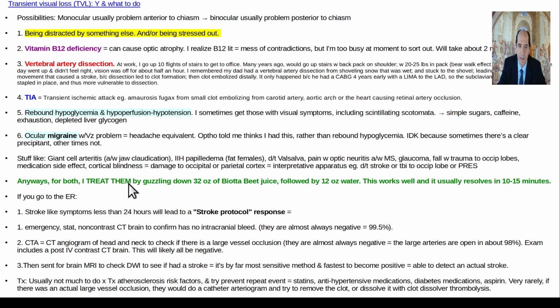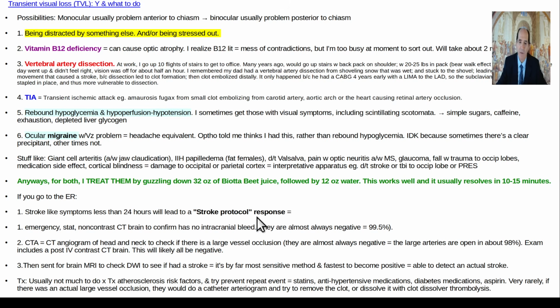And again, if you have any of this migraine-like, hypoglycemia-like stuff, I like to drink 32 ounces of Biota beet juice chased with 12 ounces of water, and it goes away real fast. If you think you're having a stroke, then you go to the emergency room. For an acute stroke, less than 24 hours, they'll run a stroke protocol.